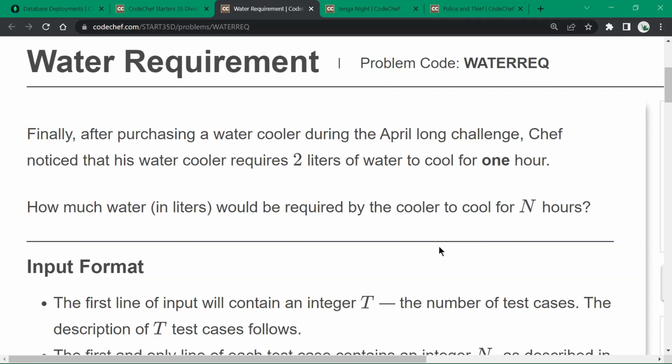Hey guys, welcome. In this video, we are going to solve CodeChef Starters 35. The first problem is Water Requirement, and this is a very basic one.